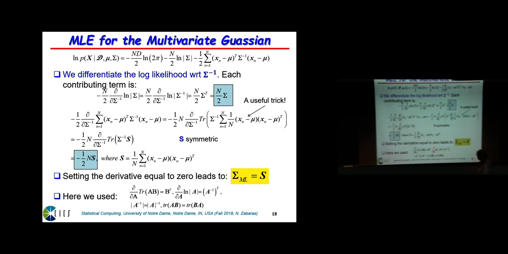So the first result is, if you have the derivative with respect to a matrix of the log of the determinant of a matrix, this is A minus transpose, okay? And we need this, so this is a fundamental result. And if you have the trace of the product of two matrices, you know what the trace of a matrix is? The sum of the diagonals. So if you have the trace of AB and you take derivatives with respect to A, it's B transpose.